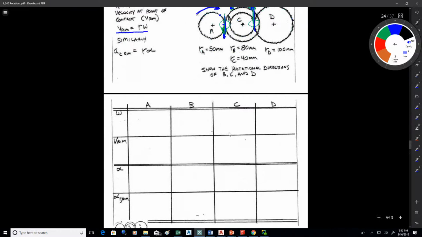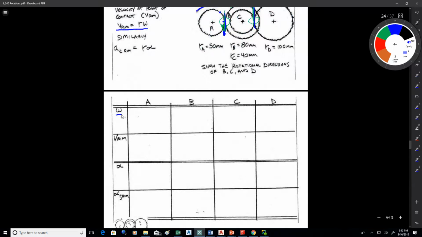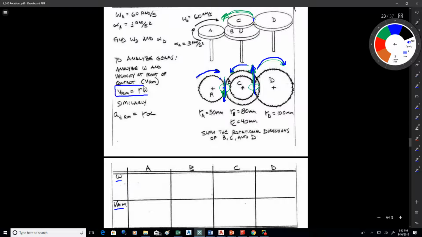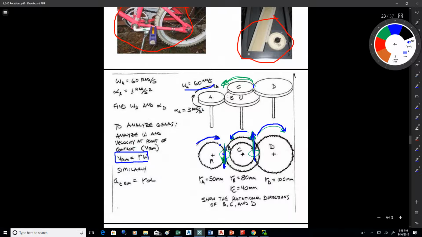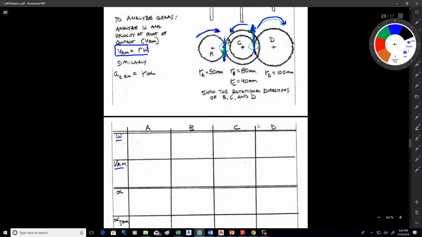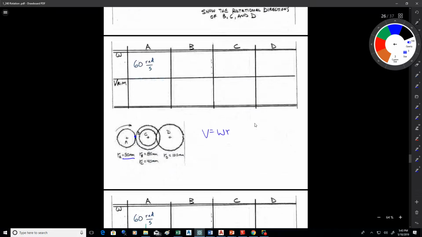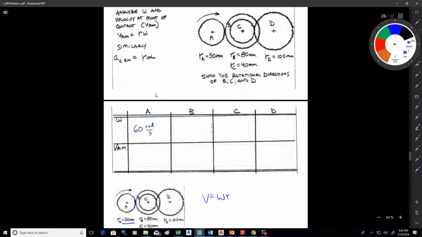The two things that I look at with gears are their angular speed, omega, and the velocity on the rim, which is the radius times the angular speed. That gets you the velocity of a point on the rim of the gear. If I know that omega A is 60 radians per second, I can work through that set of gears and find the velocity of gear D. I like to set up a table to do this, so I've got columns for the gears and rows for omega and the velocity of the rim.